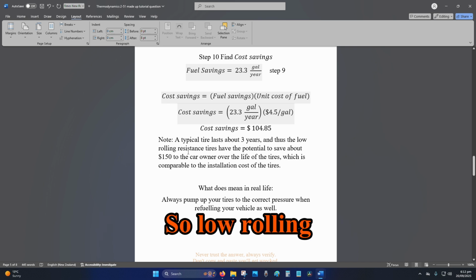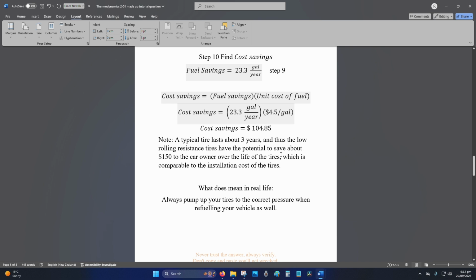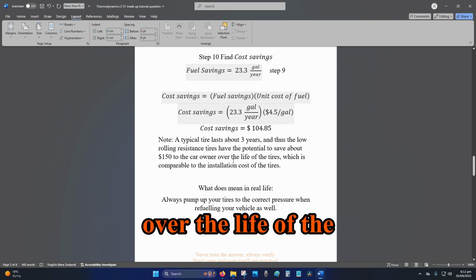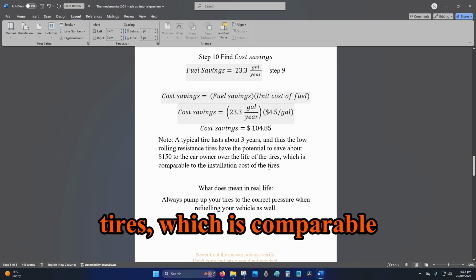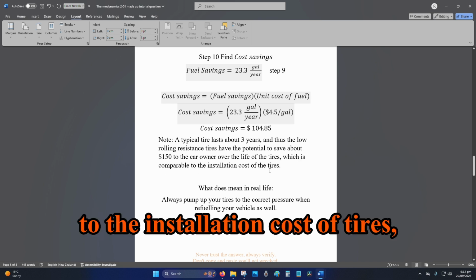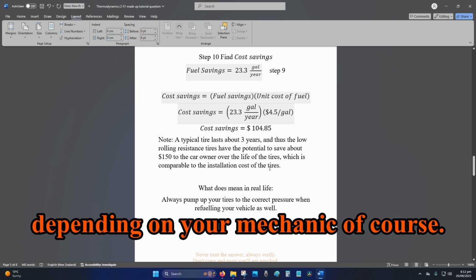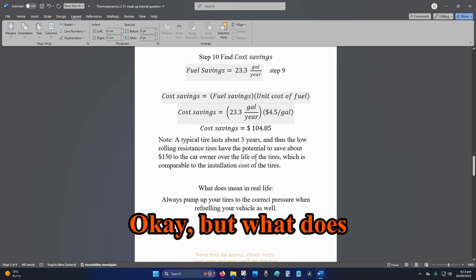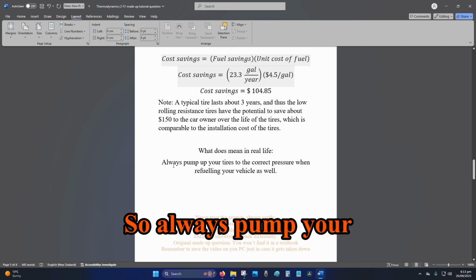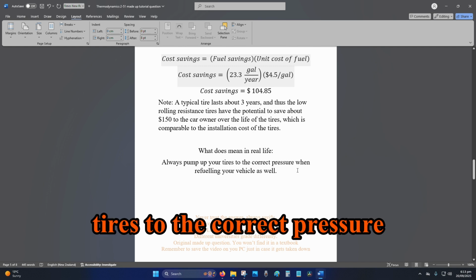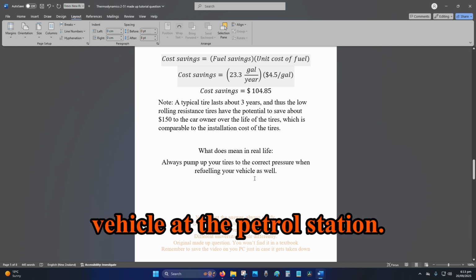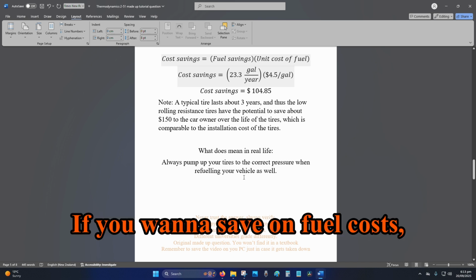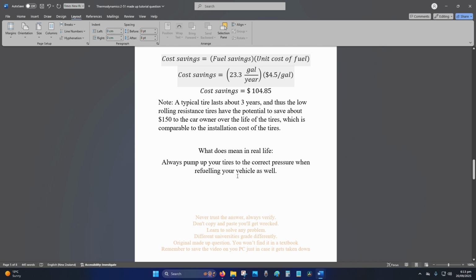So low rolling resistance tires have the potential to save about $150 for the car owner over the life of the tires, which is comparable to the installation cost of tires, depending on your mechanic, of course, and inflation. But what does this mean in real life? Always pump your tires to the correct pressure when refueling your vehicle at the petrol station. That's the key takeaway. If you want to save on fuel costs, make sure your tires are pumped up.